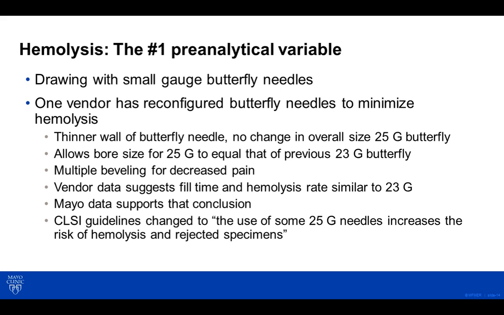And so our own data and some of the literature suggests that butterfly needles, 23, 25 gauge butterflies, I'm going to show you some data in a minute, are no longer as big a concern about causing hemolysis. And in fact, the CLSI guidelines, which used to state that use of butterflies would increase hemolysis, has now changed their verbiage on this and says the use of some 25 gauge needles increases the risk of hemolysis, but it isn't clear right now how universal that statement is.